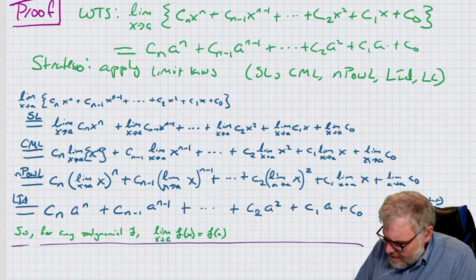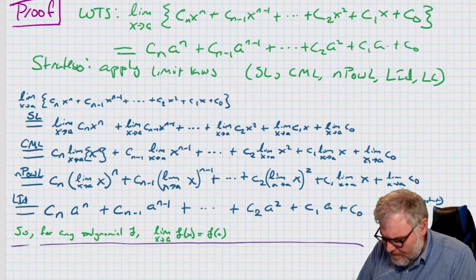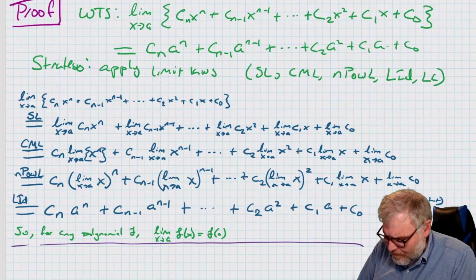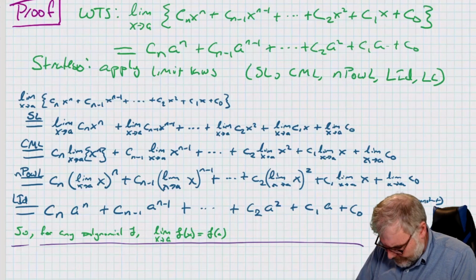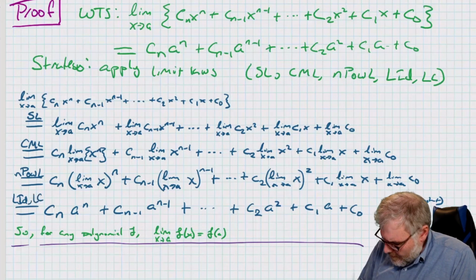So I take the thing on top. This is my p of x. And then I apply the sum law and I break it up. Then I use the constant multiple law to pull off all the constants. Then I use the power law to pull off all the exponents. Then I apply the limit of the identity and the limit of a constant. So I'm actually doing two things here. I'm going to apply the limit of the constant to get rid of that one, and the rest of them are all limit of identity, and I get what I wanted.